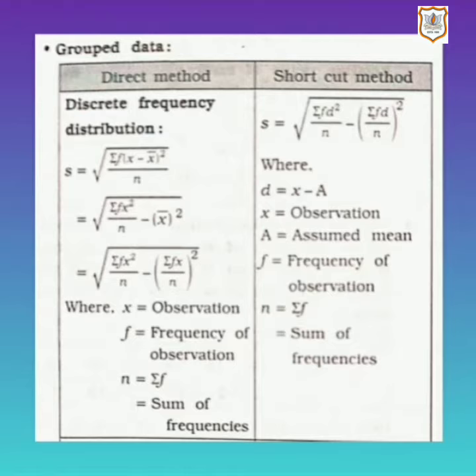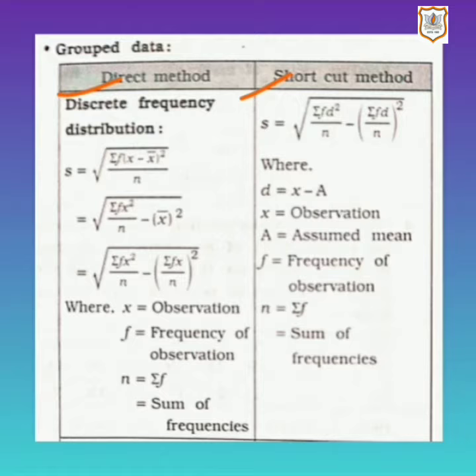In our last video, we studied the formulas related to ungrouped data and we did the sums of ungrouped data. In this video, we are studying the formulas of grouped data and we'll solve the sums related to grouped data. So for the grouped data, we have two methods: direct method and shortcut method.